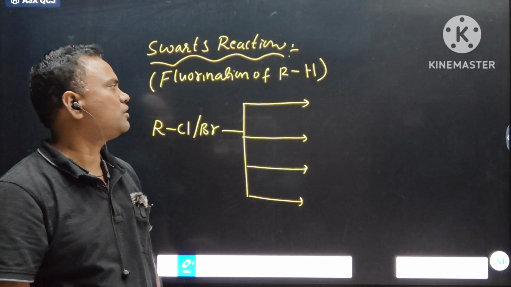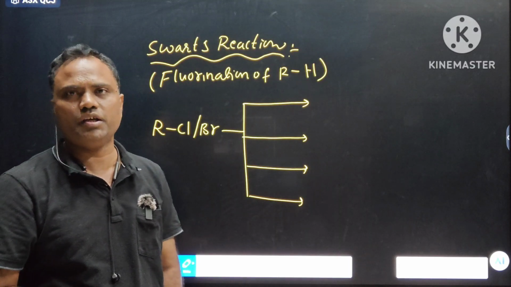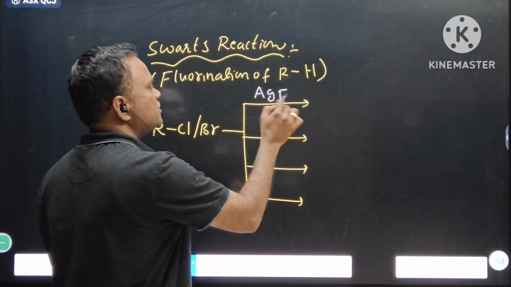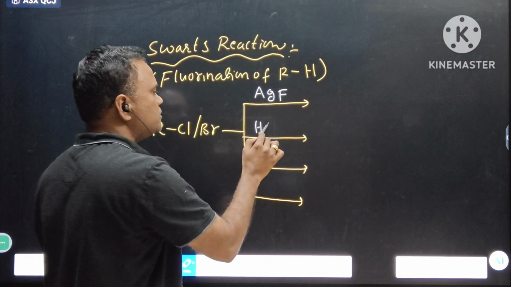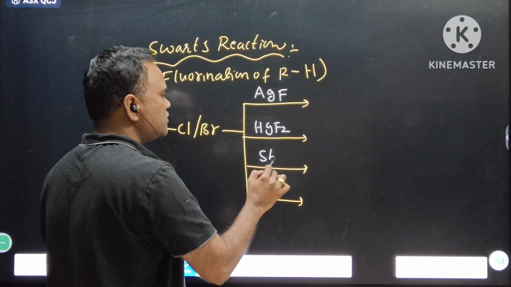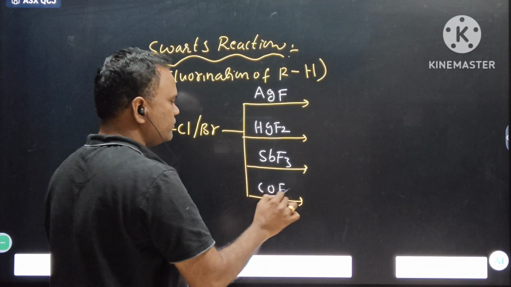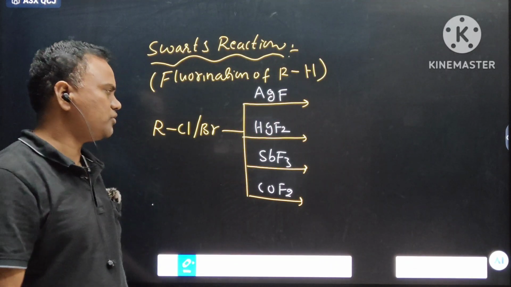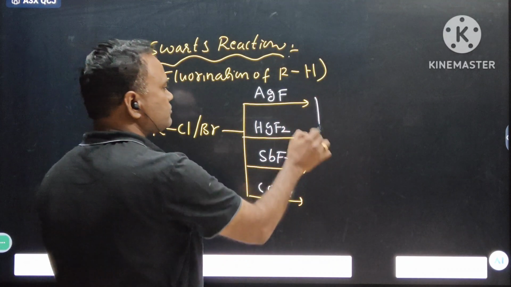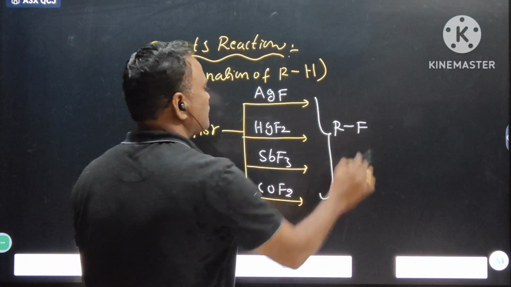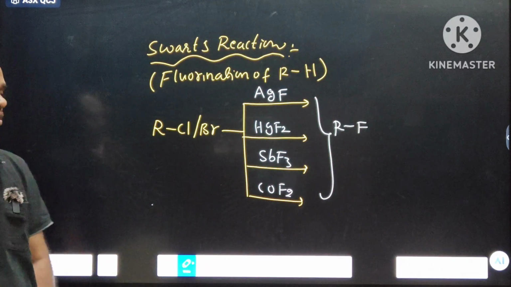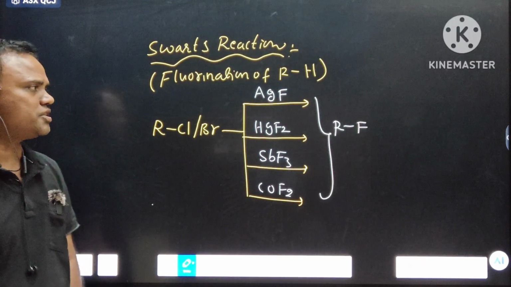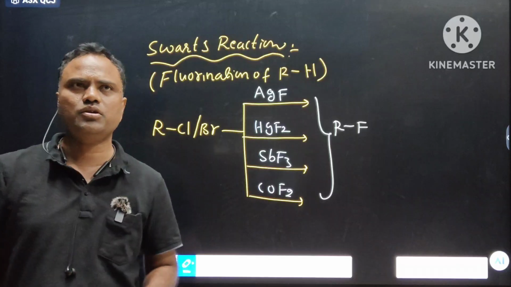For fluorination, what do we use? NaF. Reagent list: AgF or HgF2 or SbF3 or CoF2. Very, very important. You can use any reagent: AgF, HgF2, SbF3, CoF2. We will get an alkyl fluoride. The Swarts reaction is very, very important. The Swarts reaction is most important. The Finkelstein and Swarts named reactions are very important. Got it, all of you?